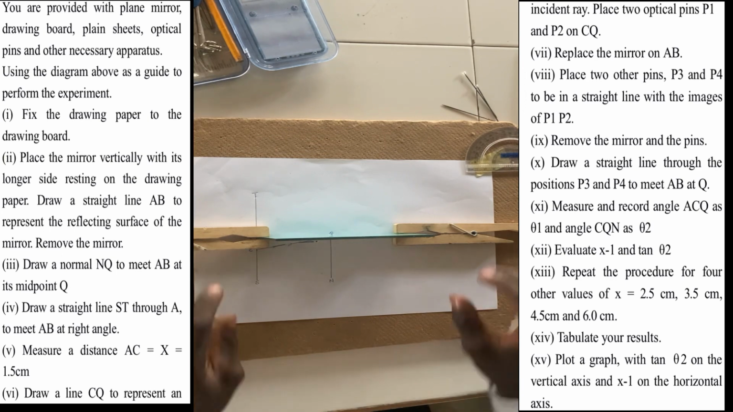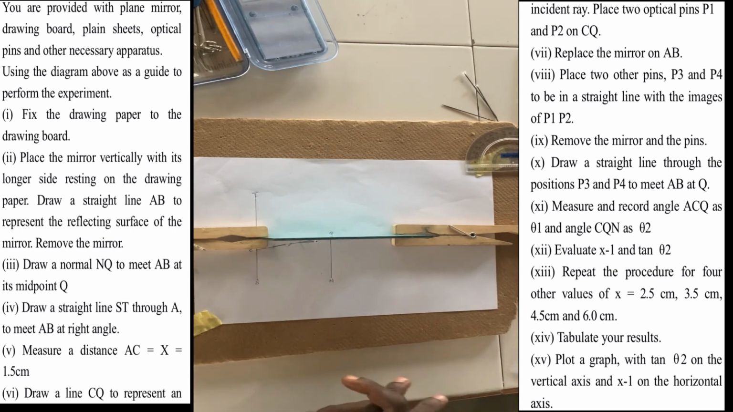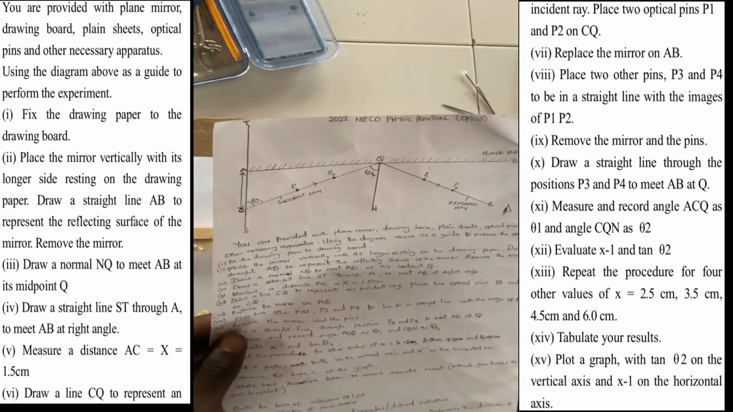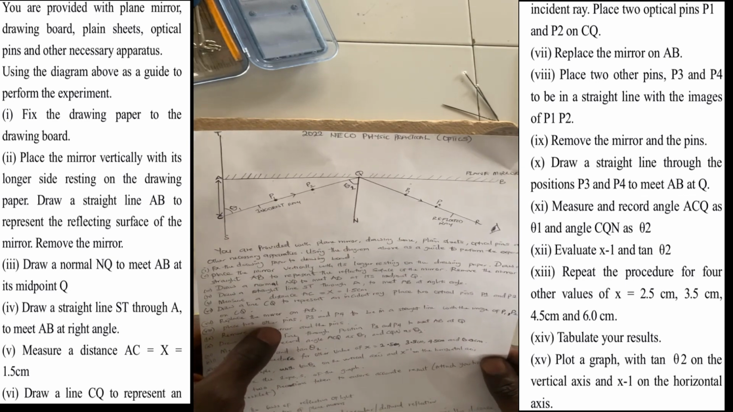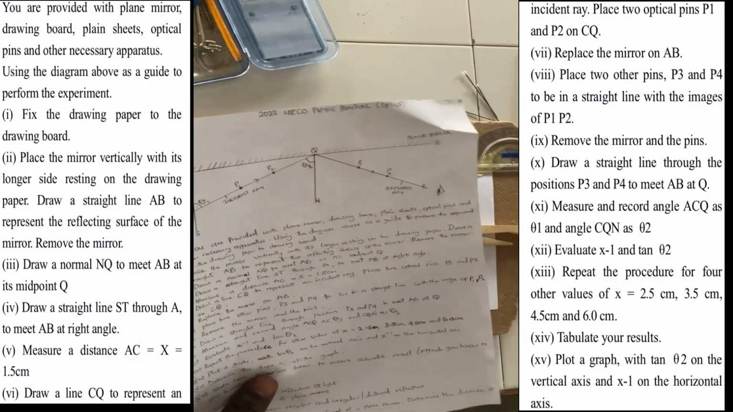So now I've placed my mirror exactly on line AB. You can see that we are seeing the two pins at the back of the mirror. Now I'm going to look for another point here. The next thing is to place two pins, P3 and P4, to be in a straight line with the images of P1 and P2.